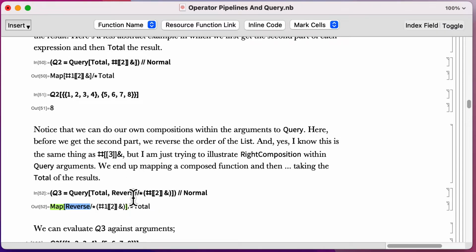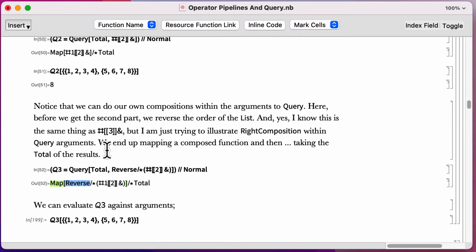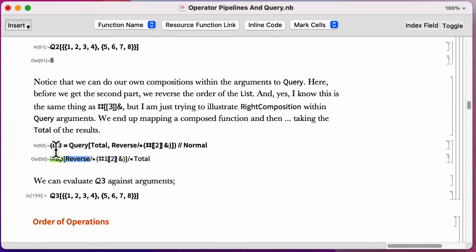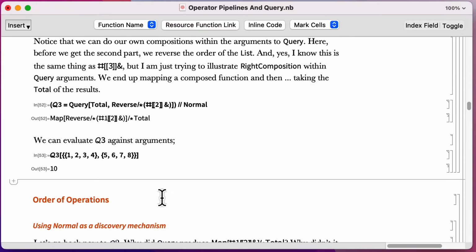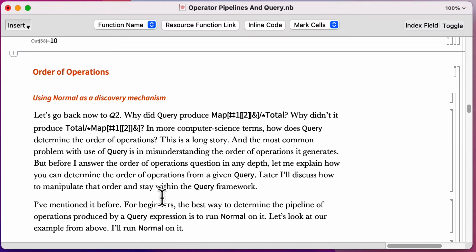So let's see if we can do this in our head. When we apply Q3 to this, let's see. First it's going to reverse it, so it's 4, 3, 2, 1. And it's going to reverse this, so it's 8, 7, 6, 5. The second part of the reversed version of this is 3, and the second part of the reversed version of this is 7. So we're going to add 3 and 7, and we're going to get 10. Hooray.